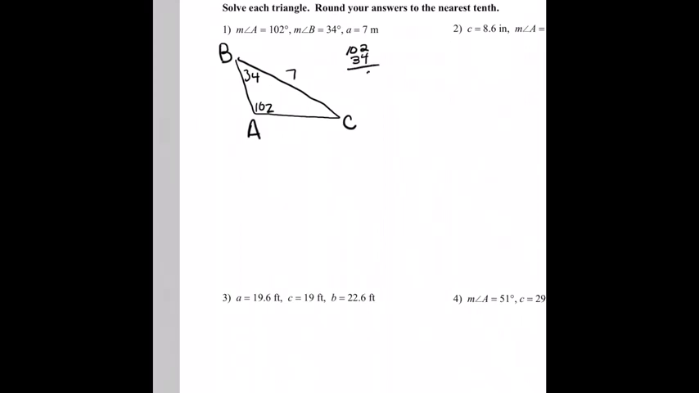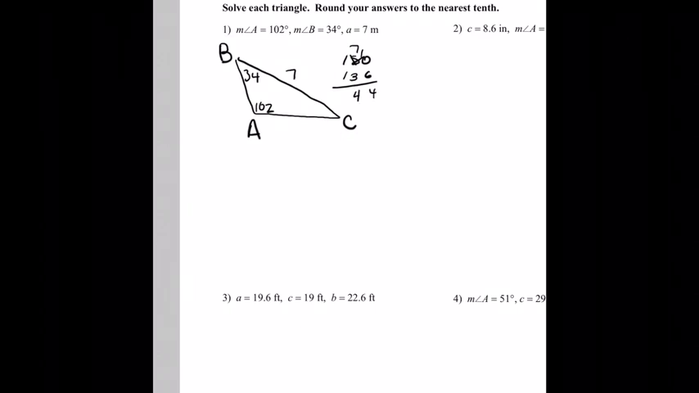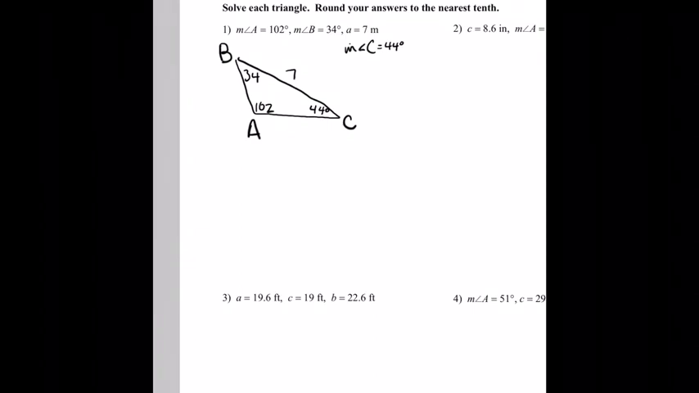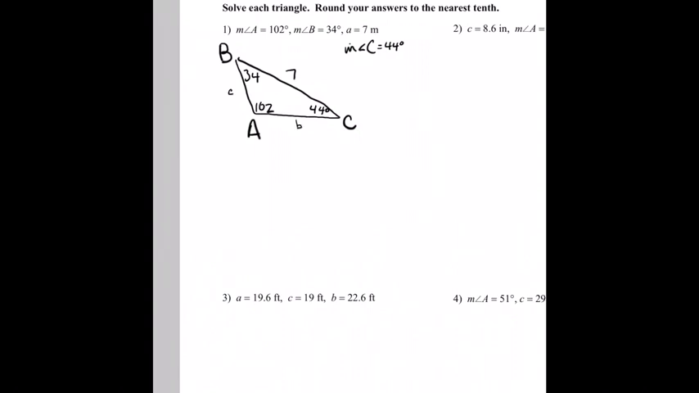So if we add, we get 136. Then if we subtract that from 180, we get 44. So we know that angle C is 44 degrees, or the measure of angle C, rather. So now we need to find the length of side C and the length of side B.